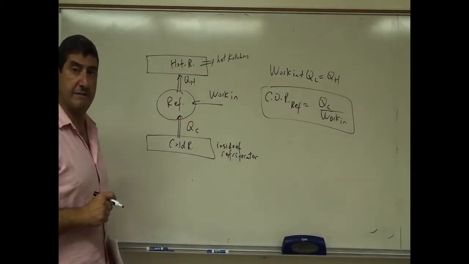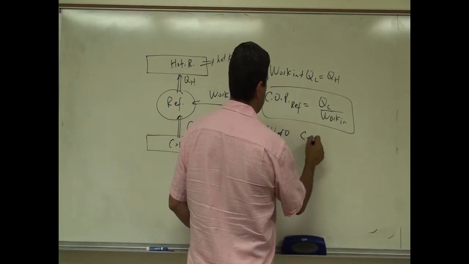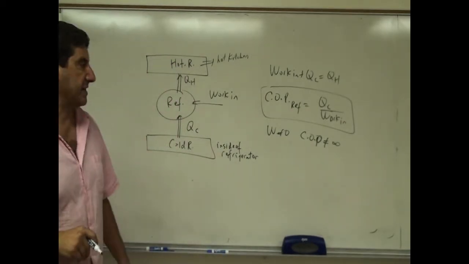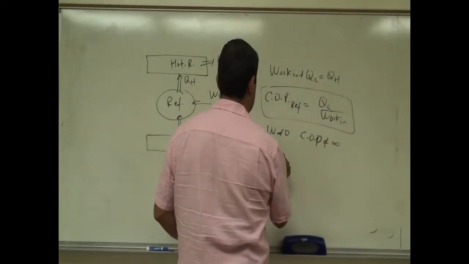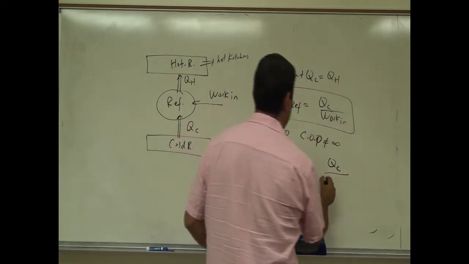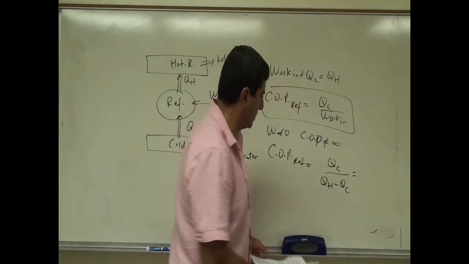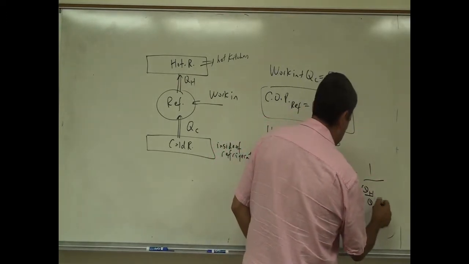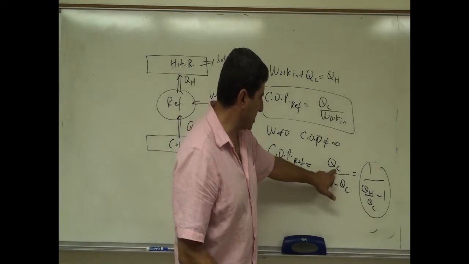Now, can the COP ever be infinity? No. Since work in can never be zero, that means COP can never be infinity. Right? So same argument as the heat pump. And how can we simplify this equation? How can we rewrite it? We can say Q cold, and then the work in is equal to Q hot minus Q cold. The other equation, we had Q hot up here, but here we have Q cold. And then we can divide here, Q cold goes down to the denominator, we have Q hot over Q cold minus 1.